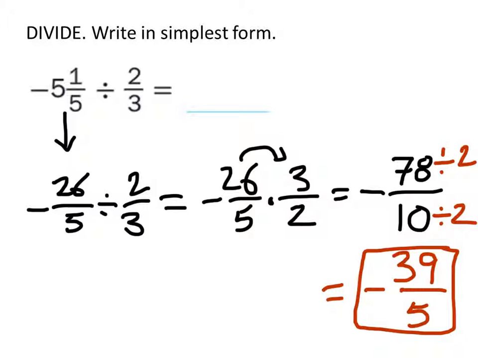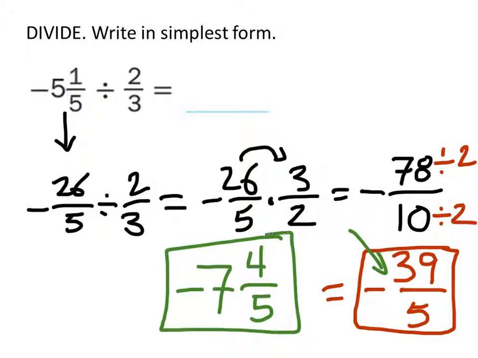But simplified would be 7. Well, that doesn't necessarily mean it's simplified. It just means it's a mixed number. So negative 39 fifths is in simplest form. But if you want, you are one of the people that demands a mixed number, right? So let's make it a mixed number. Negative 7 and 4 fifths. That would also work. Okay?